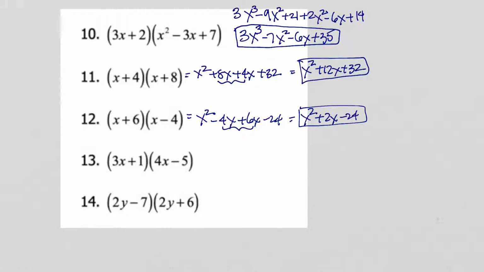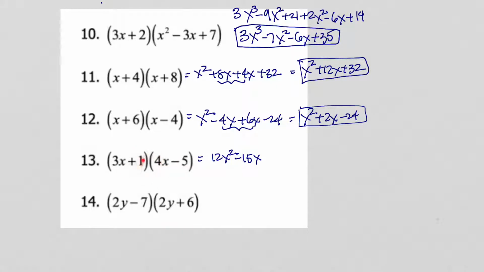And number 13, first and first, 12x squared. The outer product is 3x times negative 5. That's negative 15x, so minus 15x. So I've done the first and the first, the outer.